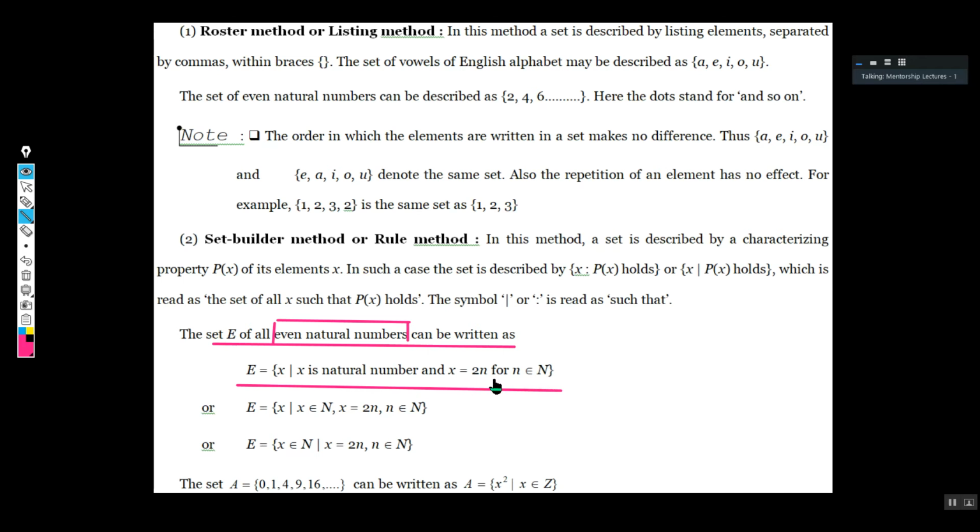Every alphabet, every symbol used by you must be defined properly, because the set itself is a collection of well-defined objects and hence it should be defined properly. So X is such that X belongs to N, X is equal to 2n. It is like this, or we can write like this. These are the notations. I think everyone knows.